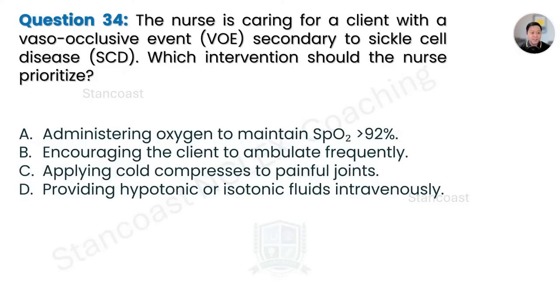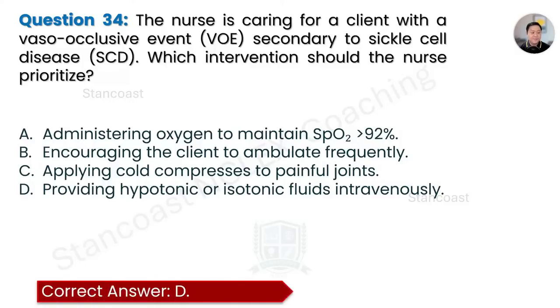34. The nurse is caring for a client with a vaso-occlusive event secondary to sickle cell disease. Which intervention should the nurse prioritize? A, administering oxygen to maintain saturation of greater than 92%. B, encouraging the client to ambulate frequently. And C, applying cold compresses to painful joints. And D, providing hypotonic or isotonic fluids intravenously. The answer is letter D.